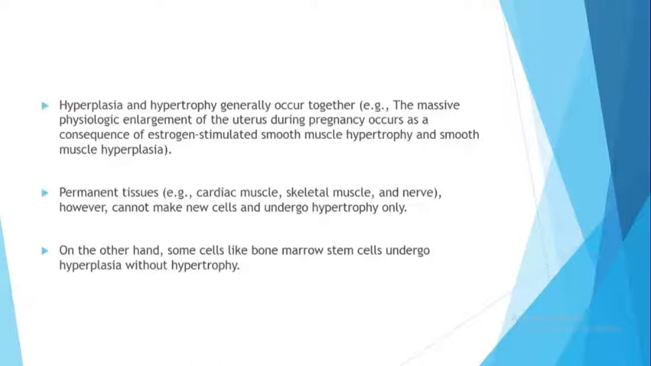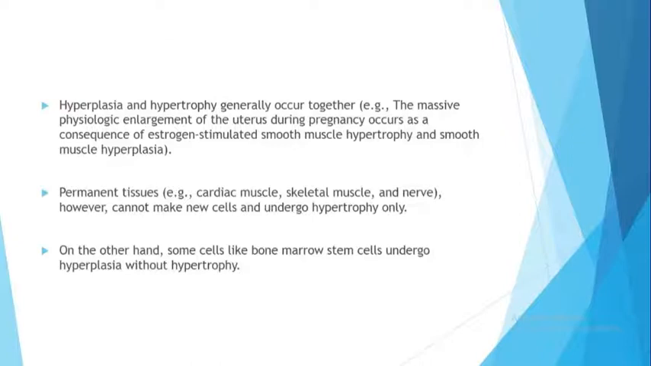So we have the labile cells, the continuously dividing cells. We have the stable cells that do not usually proliferate, but in case of loss of an organ or tissue, they're going to start proliferating. And then we have the permanent tissues that cannot proliferate at all, and they are considered terminally differentiated. We have three examples for permanent tissues: cardiac muscle cells, skeletal muscle cells, and nerve cells or neurons.